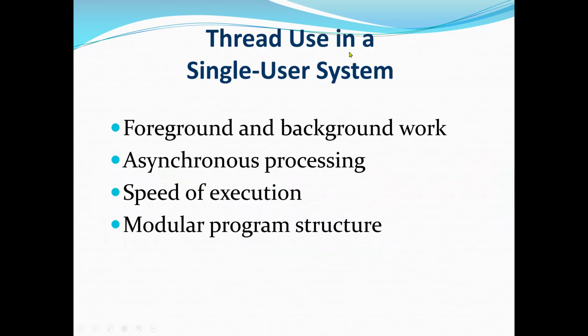And so, thread use in a single user system. Here we say that there are four different examples of the use of threads in a single user multiprocessing system. The first would be foreground and background work. For example, in a spreadsheet program, one thread displays the menus and reads the user input, while another thread executes user commands and updates the spreadsheet. This arrangement often increases the perceived speed of the application by allowing the program to prompt for the next command before the previous command is complete.